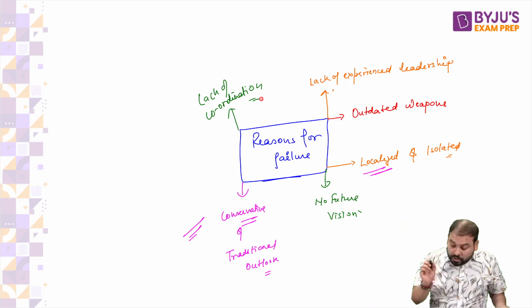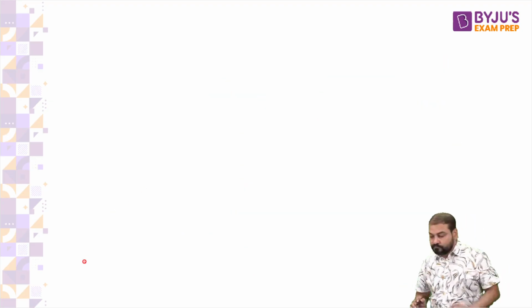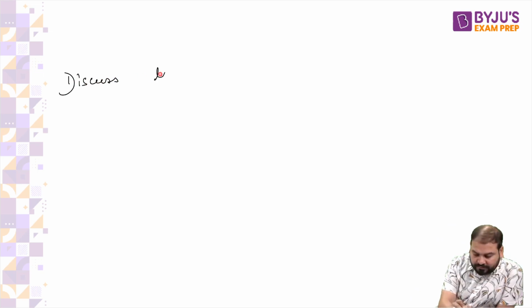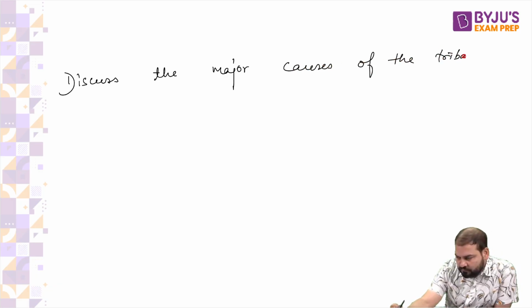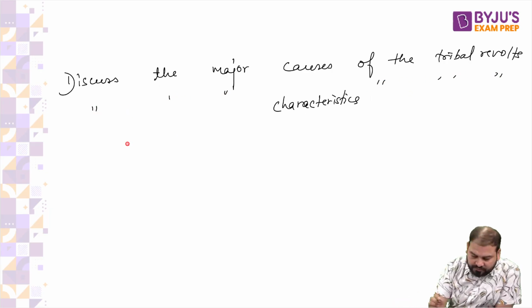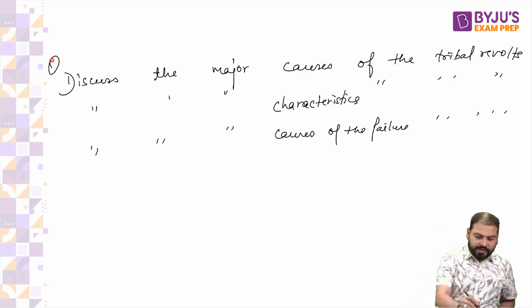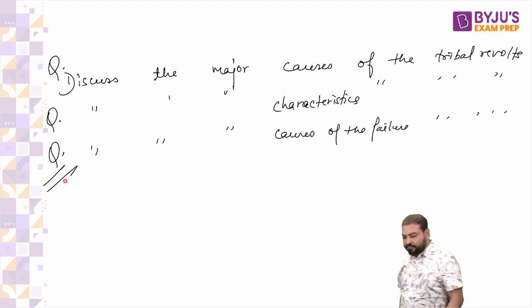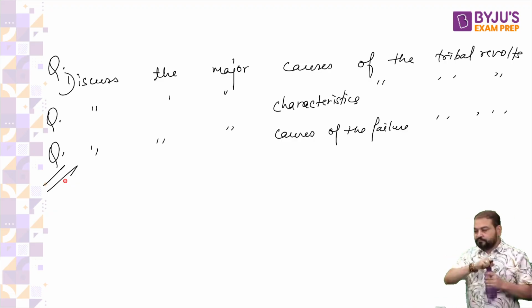All of you, simple question I'm giving you. Discuss the major causes of the tribal revolts. Discuss the major characteristics of the tribal revolts. Discuss the major causes of the failure of the tribal revolts. All of you, can you see these three questions? Can you write?